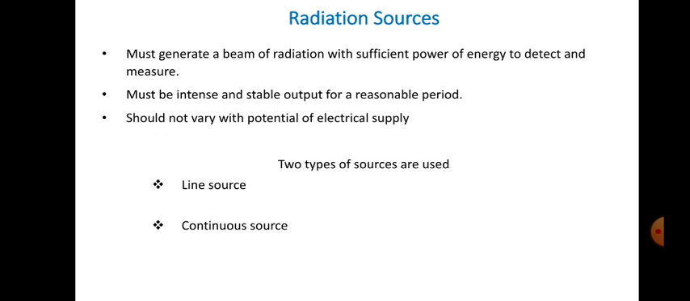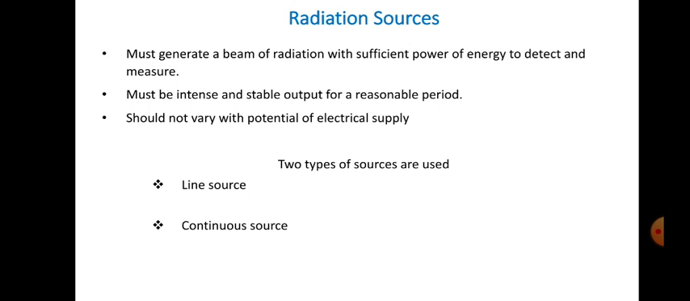First is the radiation source. There are varieties of radiation sources available in the market, and based on what kind of analysis we require, we can select an appropriate radiation source. Nowadays in modern sophisticated instruments, we have multiple radiation sources which we can interchange based on what kind of analysis, or at what wavelength we need to analyze or record the spectrum. The ideal property of any radiation source is that it should generate a beam of radiation with sufficient power or energy to detect and measure.